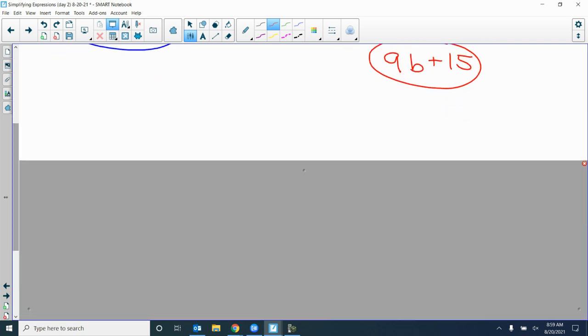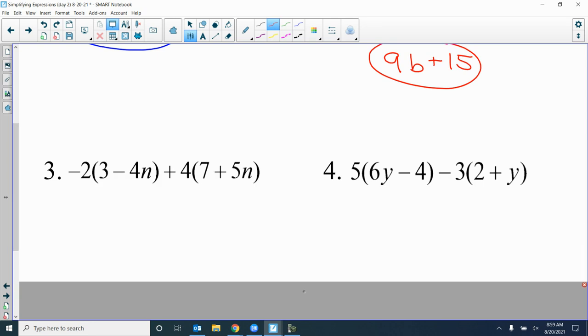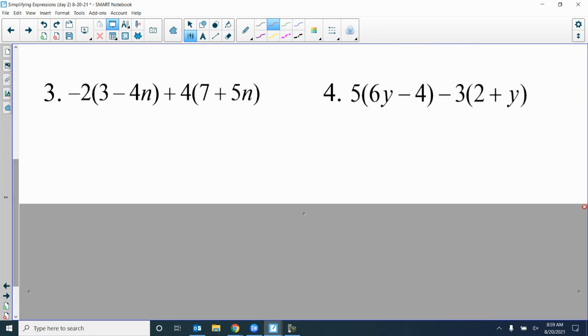Now, let's get a little razzle-dazzle here with number 3. Did you get to any of these, Mr. Parker, yesterday? No. All right. So we've got 2 sets of parentheses. I don't want to go too fast, so make sure you keep up. You cannot combine anything at this point until you distribute. This is a negative 2. Draw an arrow to the 3, and draw an arrow to the second part.